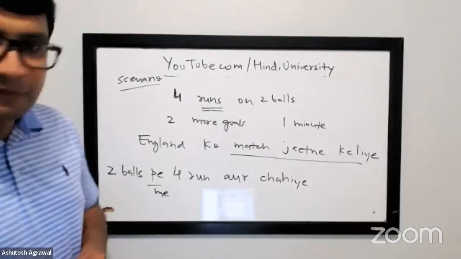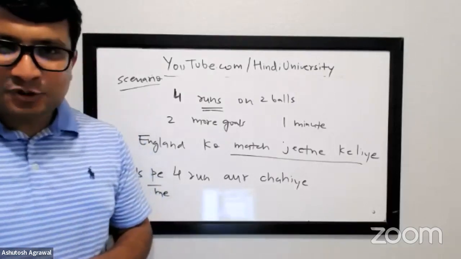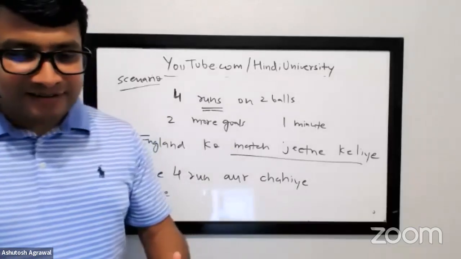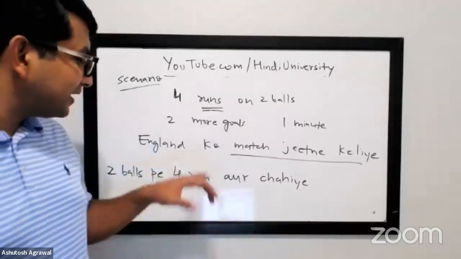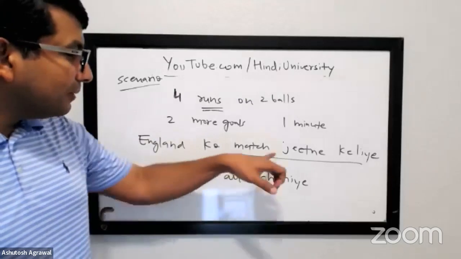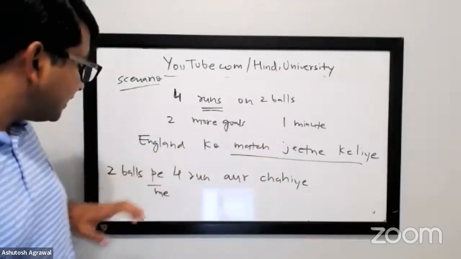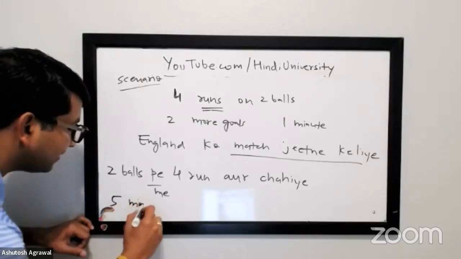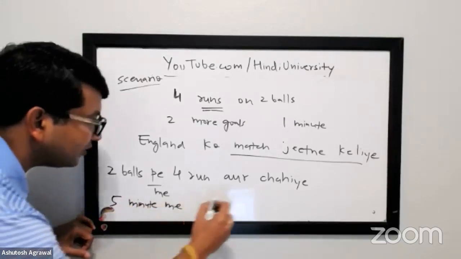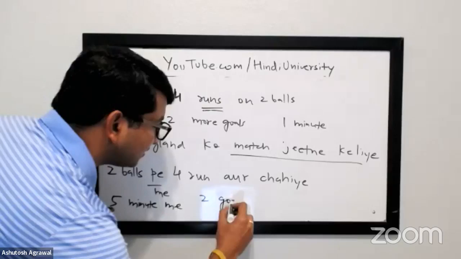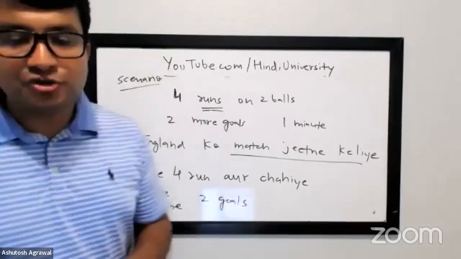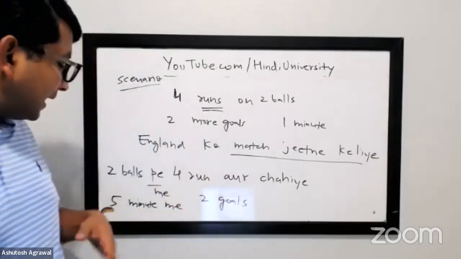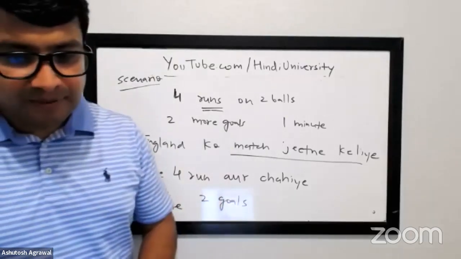और चाहिए. Very good, right? Awesome. So you can see it, right? You can do the live commentary with this pattern, right? And if you don't follow cricket, you can simply say England को मैच जीतने के लिए, you can say 5 मिनट में and then you can say 2 goals करने चाहिए, that they need 2 more goals to win the game in the last 5 minutes of the game.